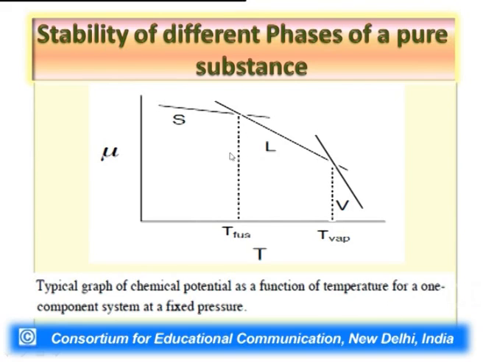So from the graph it should also be made very clear that any temperature below the melting temperature, only the solid phase is present. At a temperature greater than the T-vap or boiling temperature, we have only the gas phase of the substance. If the prevailing temperature of the system lies between the melting temperature and boiling temperature, then we have stability of the liquid phase.